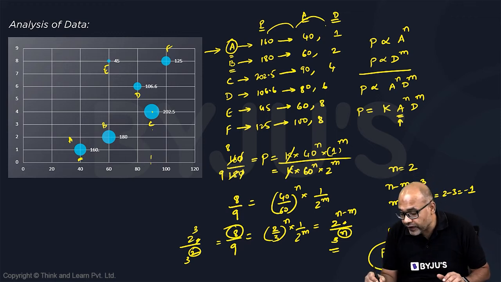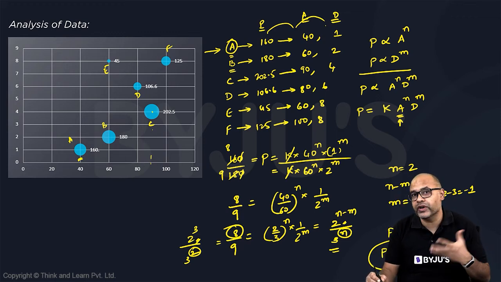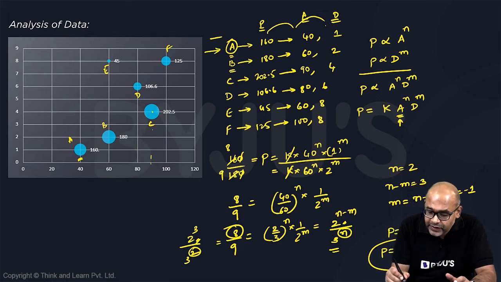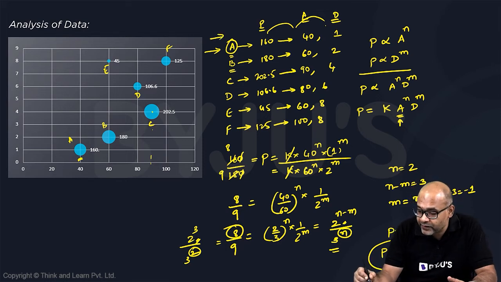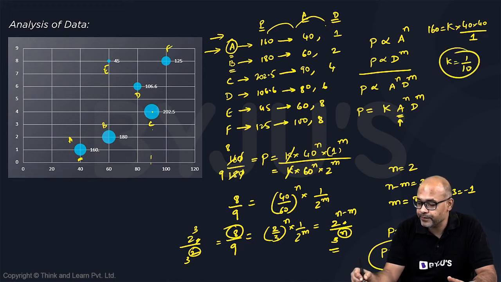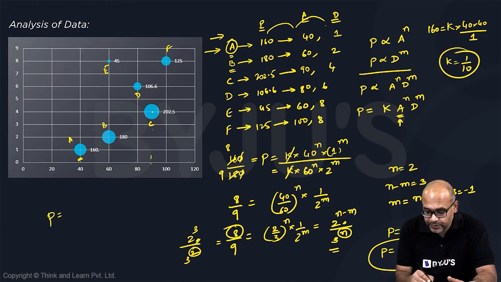Now, you'll also have to find the value of k, which is a proportionality constant. You can easily find that by taking any one of the equations and substituting it. Let's take the first equation itself. So you will get P, which is 160, is equal to k into area square, 40 into 40, divided by distance. Distance is 1. So your k will be 1 by 10. So finally, you'll get your formula as P equals a square by 10d.